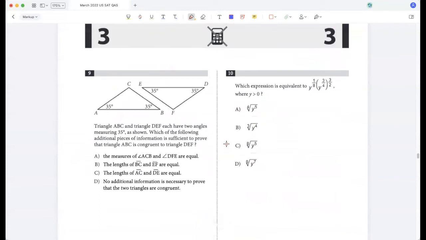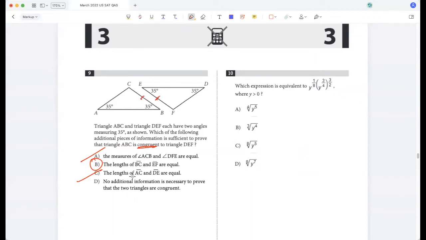Triangles ABC and DEF each have two angles measuring 35 degrees. Which of the following additional pieces of information is sufficient to prove that the triangles are congruent? The measure of angle ACB and DFE are equal. No, they are anyway equal. We know that. That just proves that they are similar. The lengths of BC and EF are equal. The lengths of AC and DE are equal. No, AC and DE are not corresponding sides. So it will be B, right? Because BC and EF are corresponding sides, then you can prove that they are congruent.